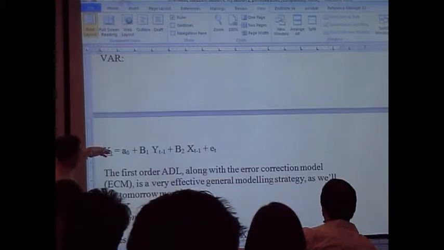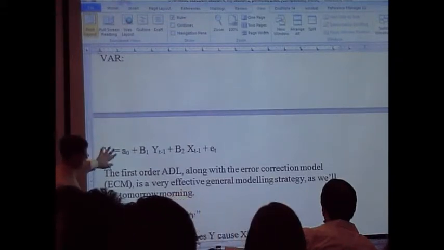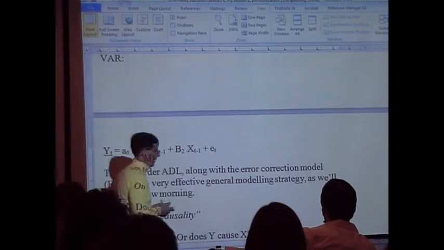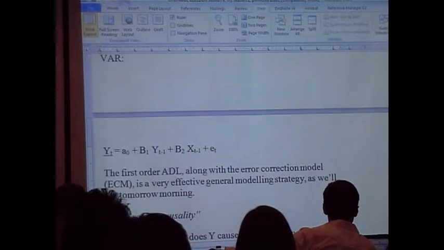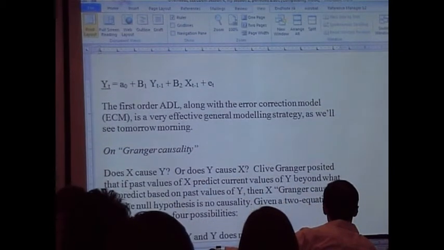Okay, so just remember this. We've already been introduced to this, and we'll return to it. It's autoregressive because it's self-written: its own variable, regressed on a lag value of itself, and then also a lag value of your x variable.